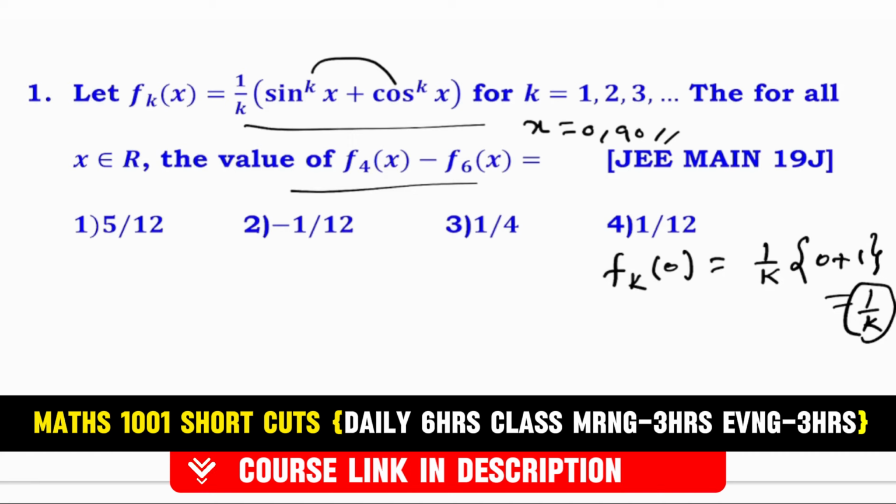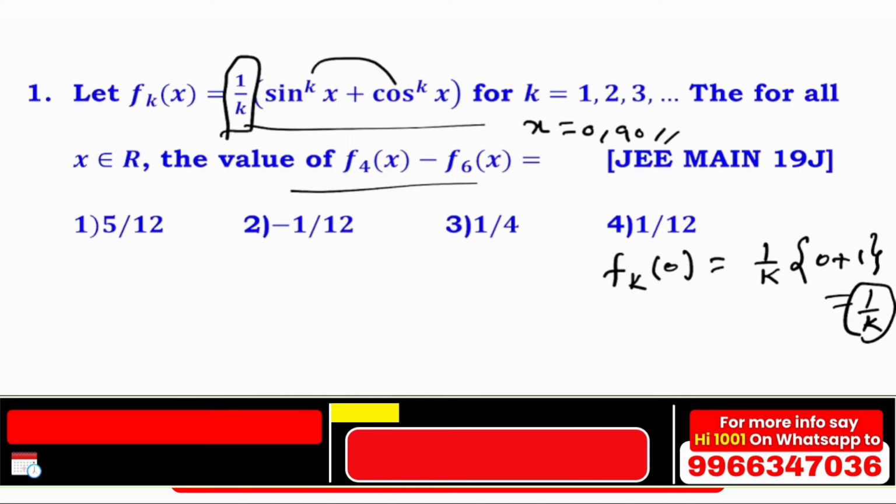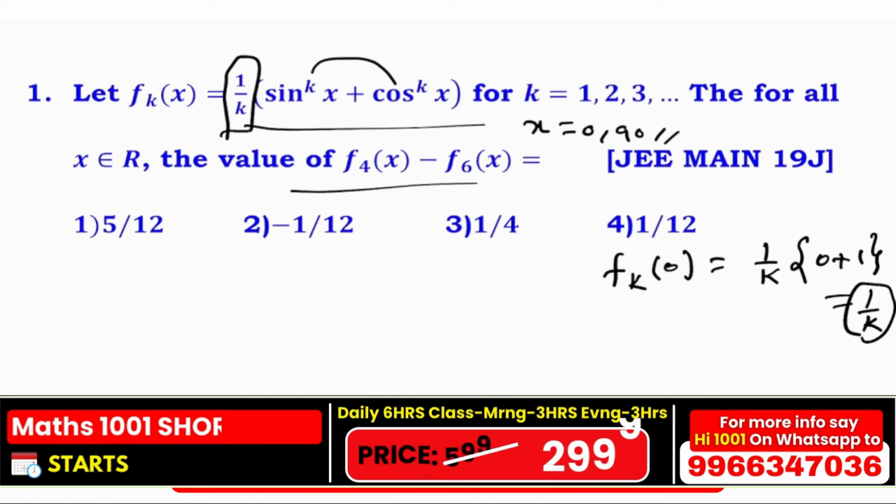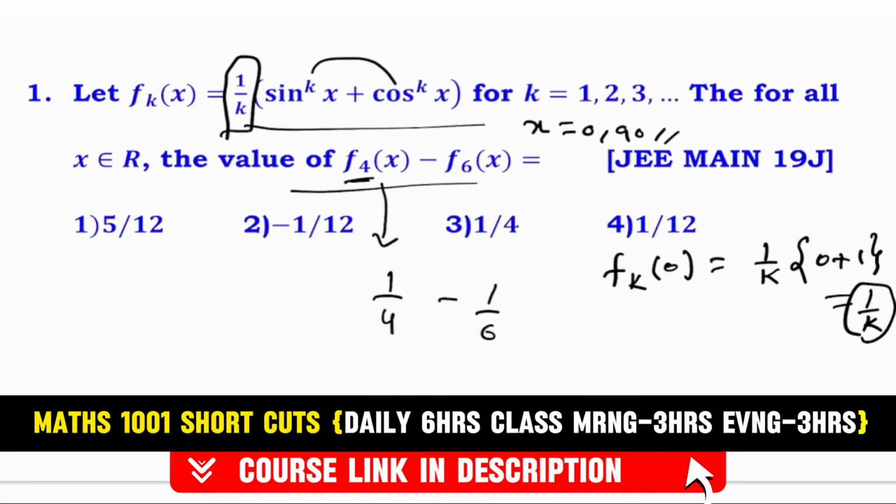What is 1 by k? It is the coefficient of this thing. So the answer for this beautiful question is nothing but, just take the coefficient. 1 by 4 minus 1 by 6. Answer is minus 1 by 12. Option 2. How many of you got it? Option 2, or sorry, plus 1 by 12. Option 4.